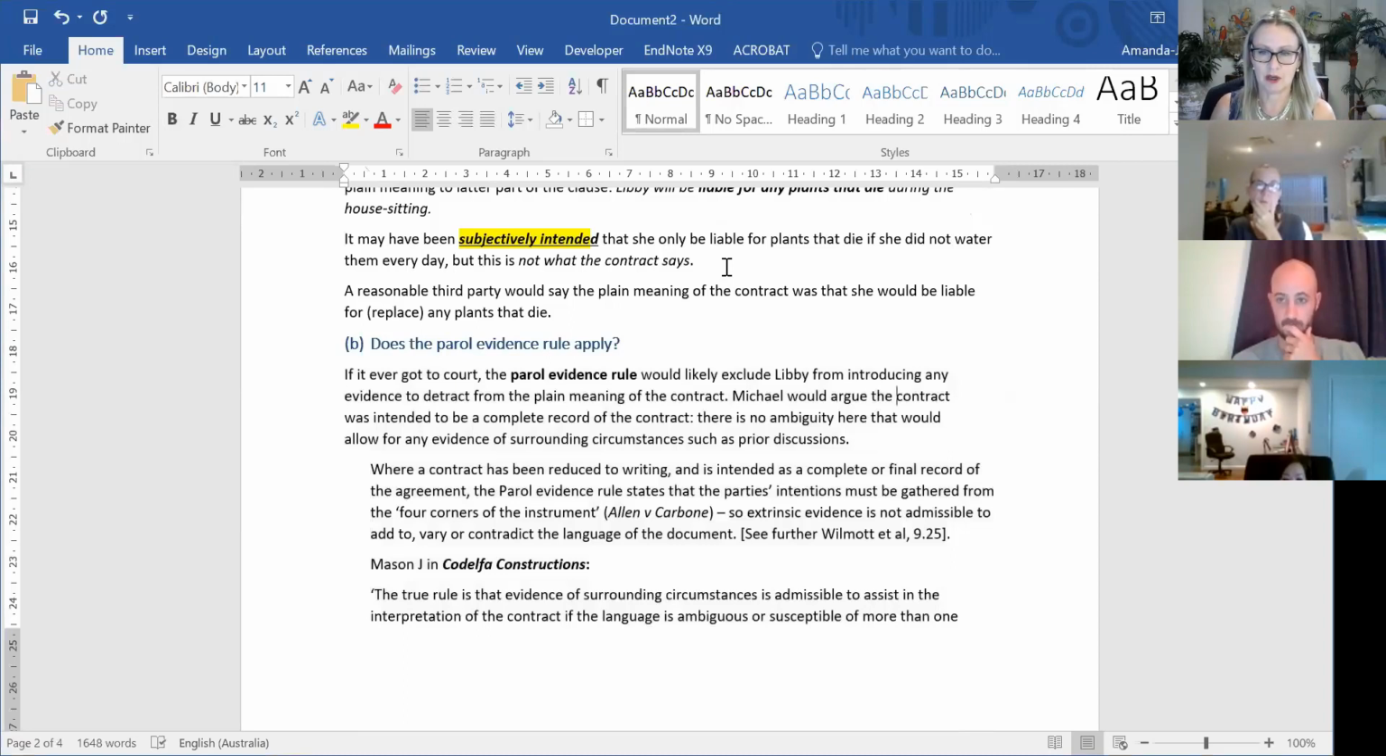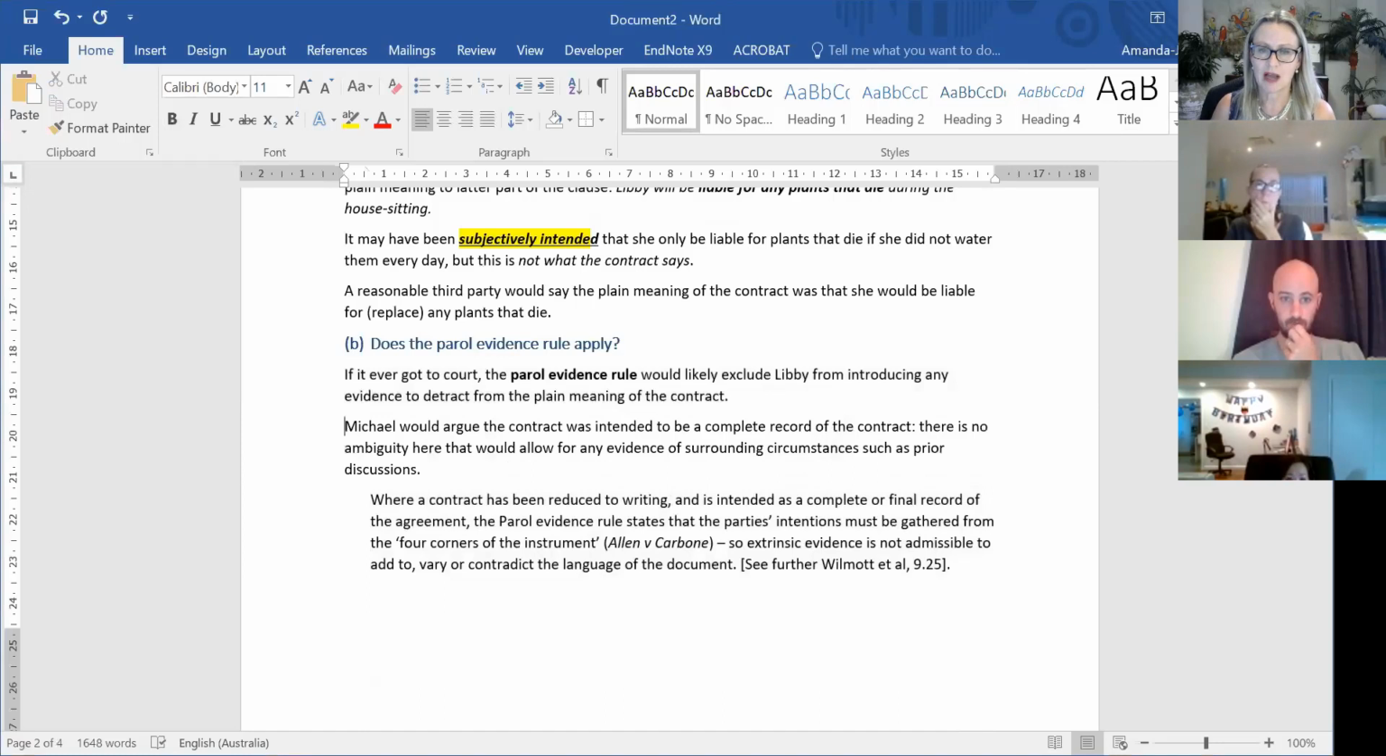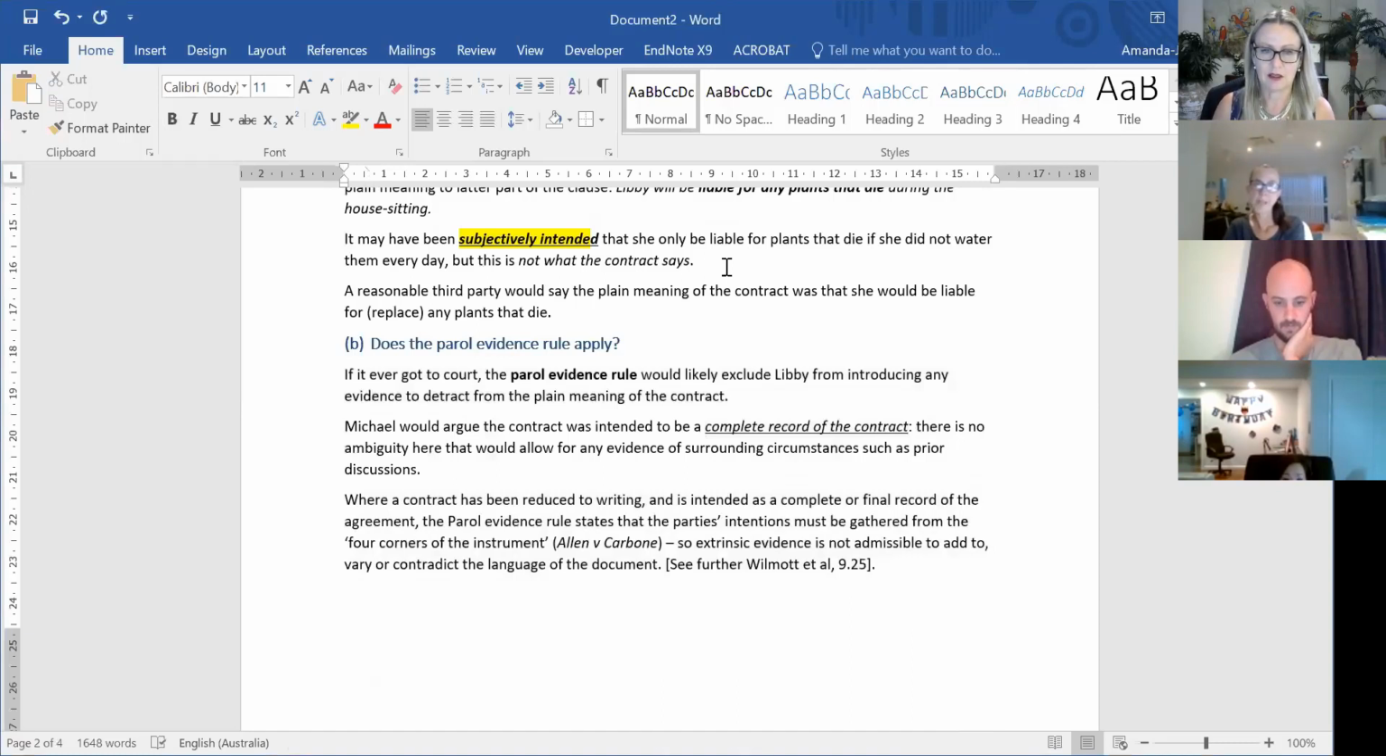So, Michael would argue, because remember Michael's our client, Michael would argue the contract was intended to be a complete record of the contract, okay, because that is when the parole evidence rule will cut in to stop that extrinsic evidence. So he would be arguing there's no ambiguity here that would allow for evidence of the factual matrix. So where we have things like contracts being reduced to writing, intended as a complete or final record, your parole evidence rule cuts in. So you've got a citation of a case there.